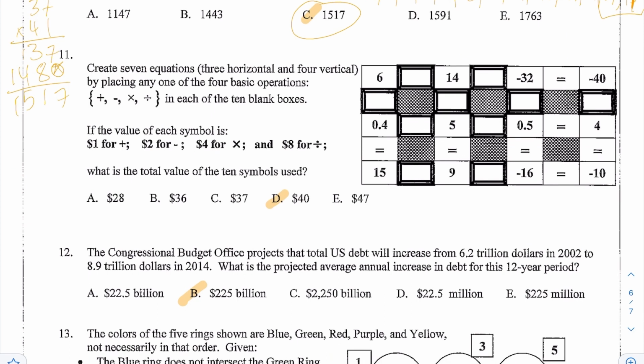All right, next one, number 11. Create 7 equations, 3 horizontal and 4 vertical, by placing any of the 4 basic operations in the 10 blank boxes. If the value for each symbol is $1 for plus, 2 for subtract, 4 for times, 8 for divide, what is the total value of the 10 symbols that are used? All right, so there are 10 blank boxes here. There's 1, 2, 3, 4, 5, 6, 7, 8, 9, 10. And here you want to put equations so that they're equal.